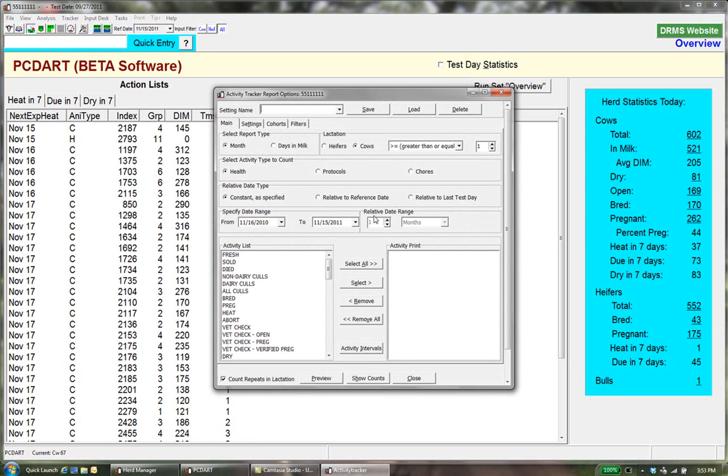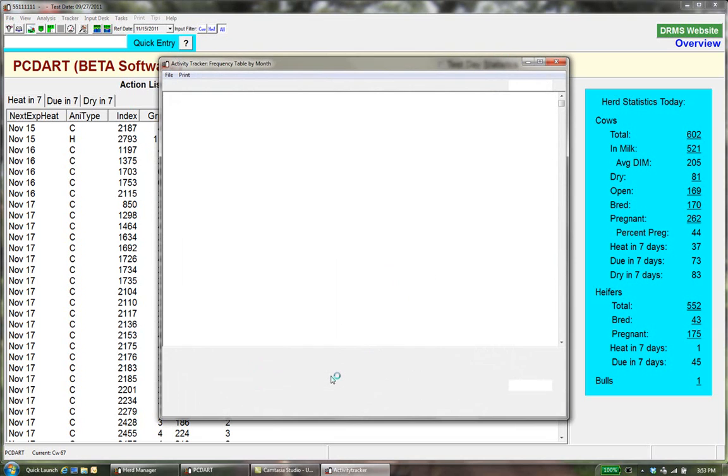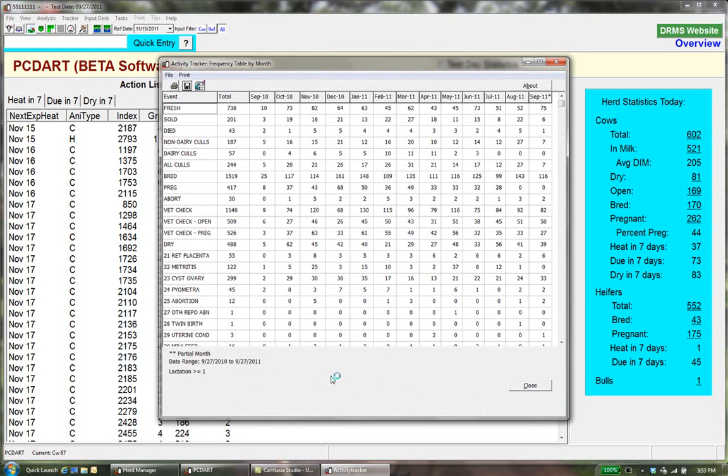Okay, so I'm going to set up a general table and just look at all activities on all cows over the last year. I'm going to do it 12 months relative to test day. I'm going to grab all activities, and I'm going to leave this set on greater than or equal to 1. And I'm going to view the table by month. So now I'm going to preview, and I'll populate a table of all activities over the last year.